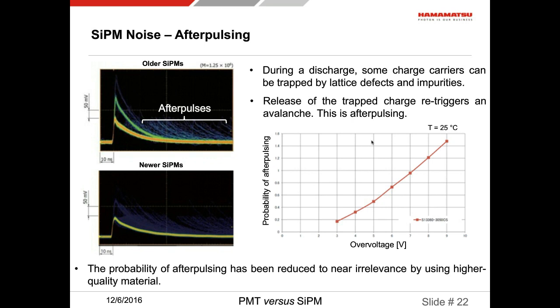The plot I was pointing to is for a quote-unquote old SiPM. By old, I mean 5, 6 years old. The modern 2015, 2016 SiPMs have almost no afterpulsing. The probability is extremely low, as shown on the graph on the right-hand side. For a modern SiPM, at 25 degrees Celsius, for a typical overvoltage of 2-3 volts, we see that the afterpulsing probability is on the order of 1% or even less than 1%. One can almost state that afterpulsing is no issue for SiPMs anymore.